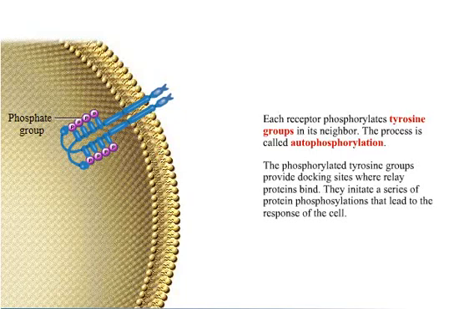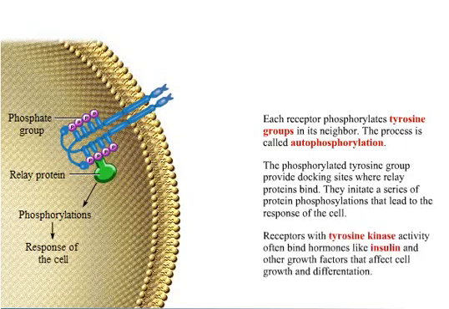The phosphorylated tyrosine groups provide docking sites where relay proteins bind. They initiate a series of protein phosphorylations that lead to the response of the cell. Receptors with tyrosine kinase activity often bind hormones like insulin and other growth factors that affect cell growth and differentiation.